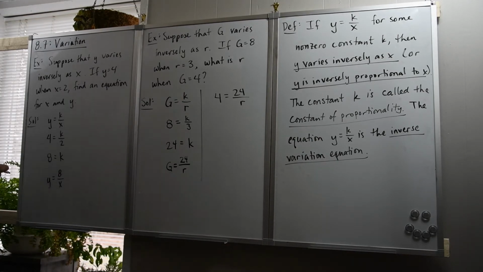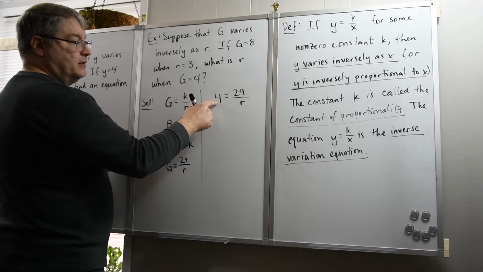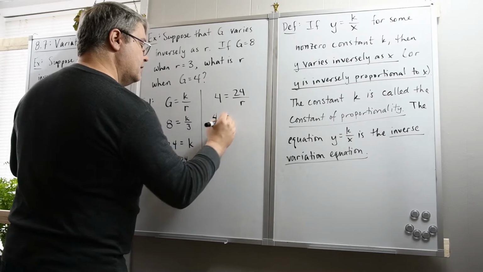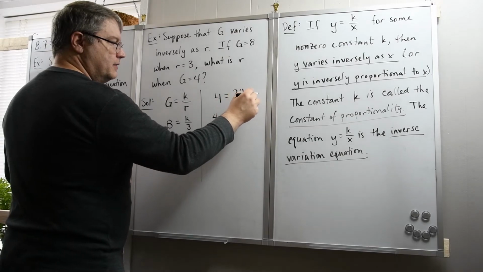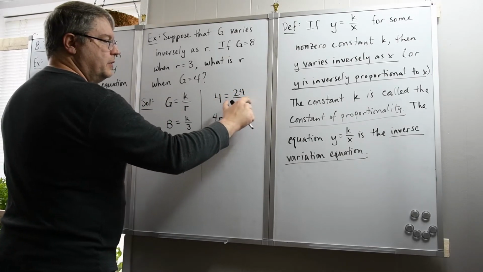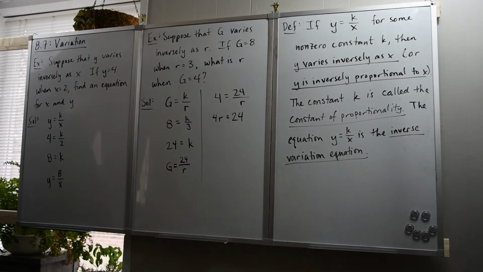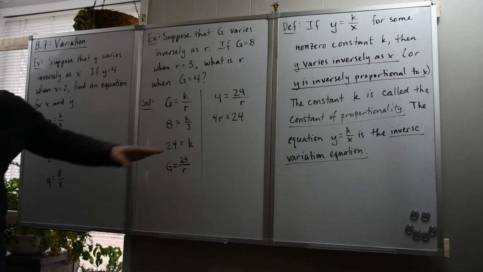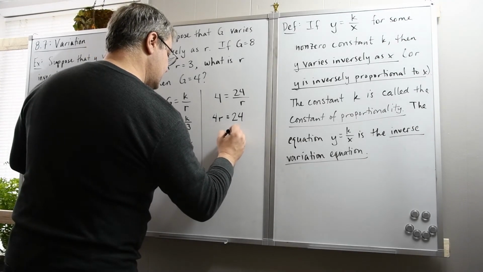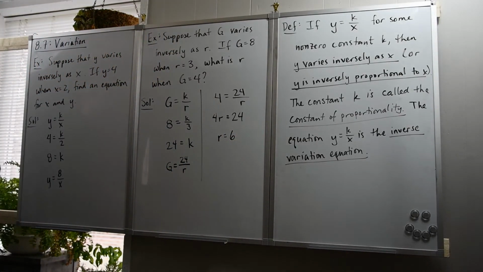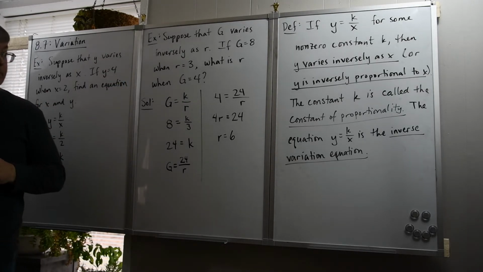Now I could think about, let's say, multiplying both sides of this equation by R. So if I multiply the left side by R, I would get 4R. And if I multiply the right side by R, well, 24 over R times R, the R's would cancel out, and we would simply have 24 on the right side. So that would give us 4R is equal to 24. And then we could divide both sides of that equation by 4, and that would give us R equals 6. So according to the situation we have here, R would be 6 when G is equal to 4.